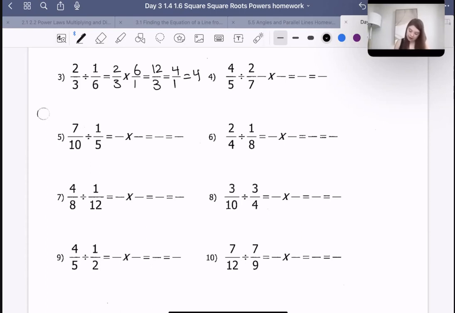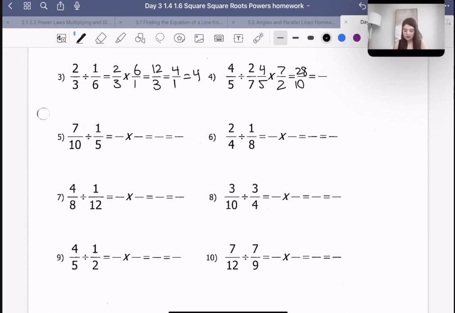Okay, what about number 4? Here it says 4 over 5 divided by 2 over 7. Well, let's do 7 over 2 instead of 2 over 7, because that's our reciprocal. And then we get 28 over 10. Now, this can be reduced further. Let's take the smaller of those numbers and say, what is the greatest common factor of 10, and will that work for 28? Well, the greatest factor of 10 is 10 itself, and 10 will not work for 28.